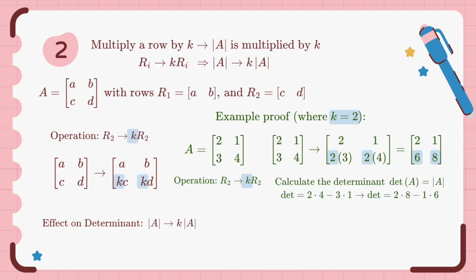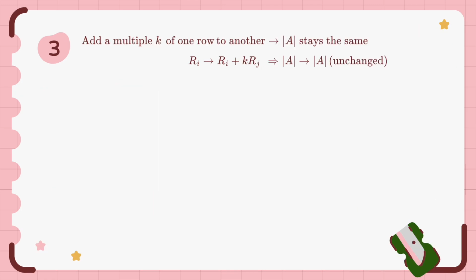Then we calculate the determinant of each. The original one is 5, and the one with k equals 2 is 10, or 2 times 5. This proves that if we multiply one row by k, then the effect on the determinant is that it is also multiplied by k. If you add a multiple of one row to another, the determinant stays the same.